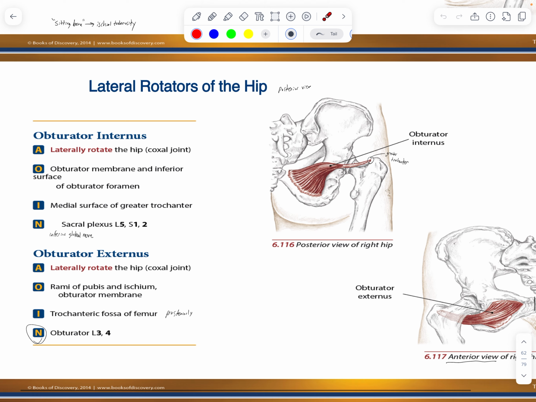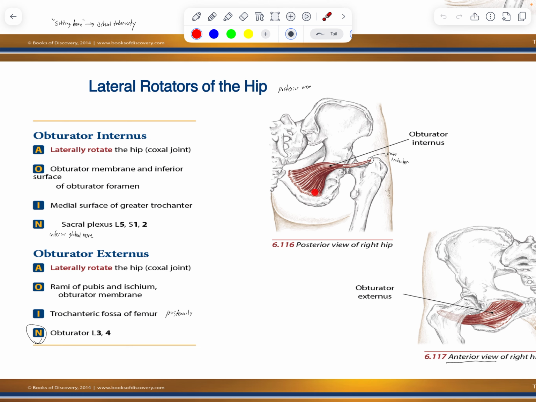All right, moving on to obturator internus. There's two obturator muscles. Let's look at internus first. So the origin, obturator membrane, and inferior surface of obturator foramen. So the obturator foramen, if you don't know what a foramen is, it's basically the opening, the hole right here of the obturator. And it originates on that inferior surface of the hole, if you look right here. And it's also on a membrane.